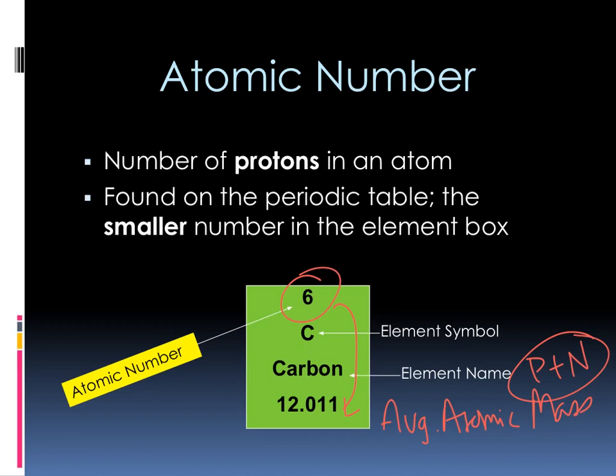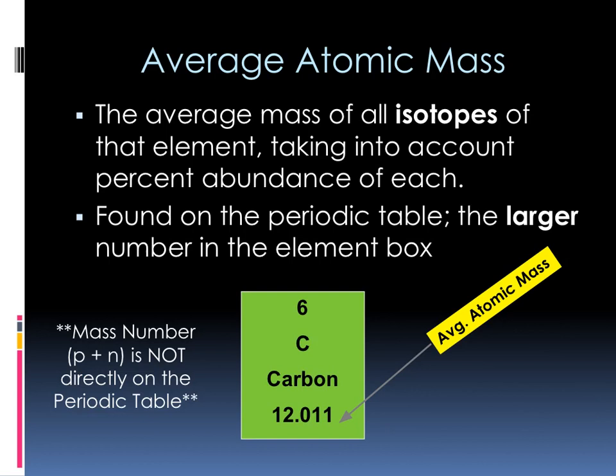But it's really the mass of the protons and the neutrons for an atom, and the atomic number is just the protons, so it should always be smaller. Again, the average atomic mass is the average mass of all the isotopes, new word, we'll get to that in a moment, of that element, taking into account the percent abundance of each, okay?